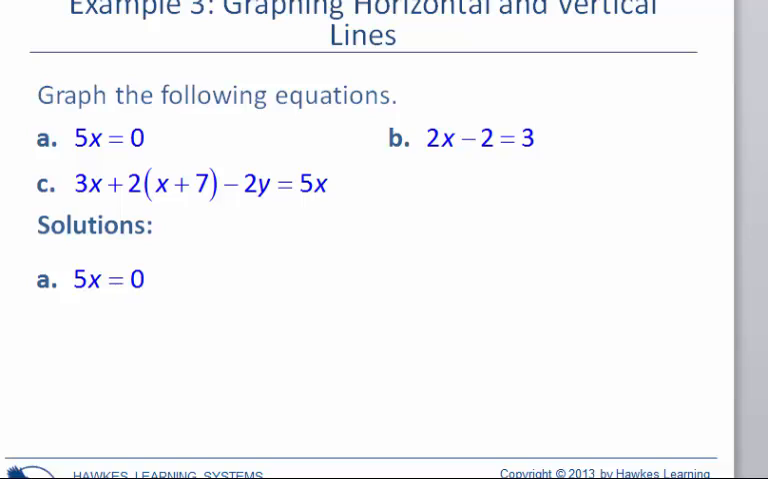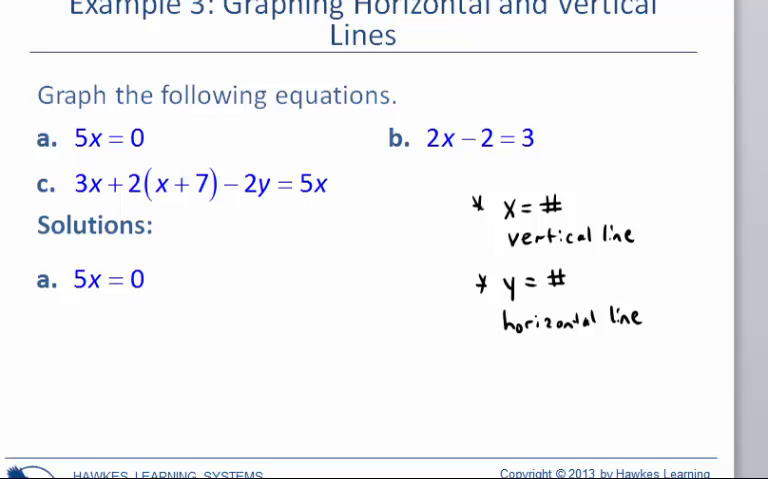An equation that has only an x, for example, x is equal to a number, so that could be x is equal to 3 or x is equal to 4, is going to graph a vertical line. And if the equation only has a y in it, so y is equal to a number, like y is equal to 5 or y is equal to 7, that's going to graph a horizontal line. And as I said, these are special cases because they don't have both variables.